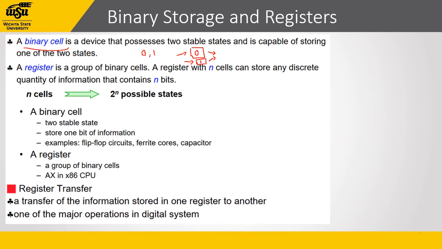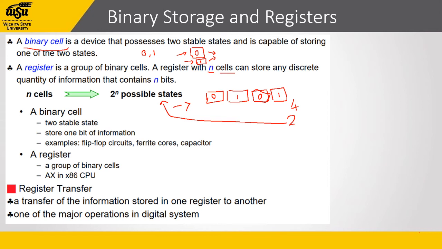If we have a group of binary cells together, we can form a register. A register is actually a group of binary cells, and a register with n cells can store any discrete quantity of information that contains n bits. So what does it mean? Assume that we have 4 binary cells. We can have a register where each of those binary cells can take either 0 or 1 as their states. And this register can have 2 to the power of 4 possible states.